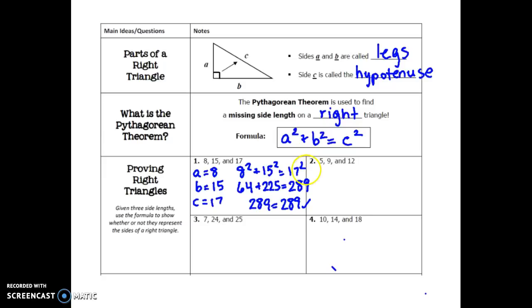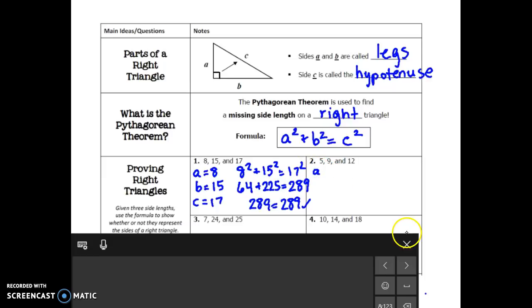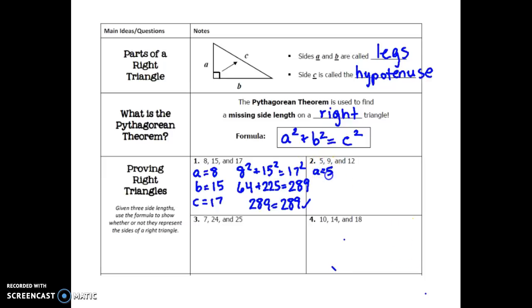Okay, the next triangle we have has side lengths of 5, 9, and 12. So our A would be 5, our B would be 9, and our C would be 12. So this would be 5 squared plus 9 squared. Does that equal 12 squared? This would be 25 plus 81, and we want to see if it equals 144. When we add 25 and 81, we find out that it's 106, and that does not equal 144, so this is not a right triangle.